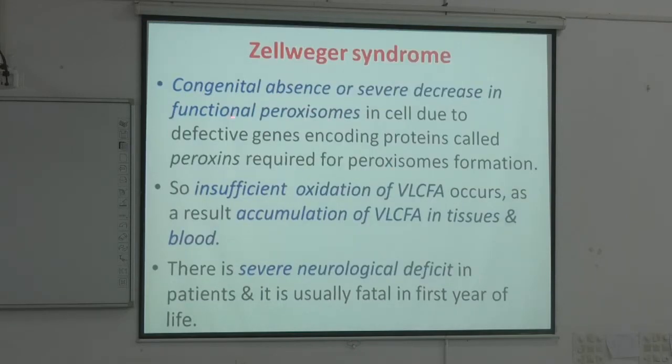In Zellweger syndrome, what will happen? One more question may come: where does oxidation of very long chain fatty acids occur? In the peroxisome. So what happens here? There is a congenital absence or severe decrease in functional peroxisomes. It may be due to a genetic defect; the peroxisome is either absent, or if it is present, its function does not occur, a non-functional peroxisome.